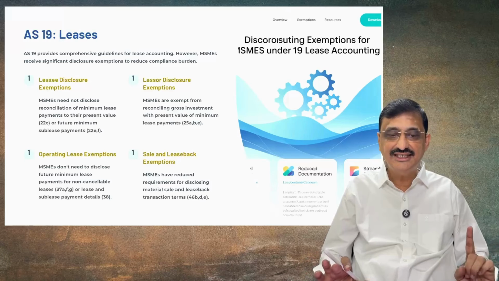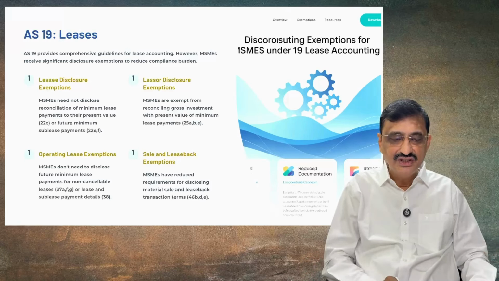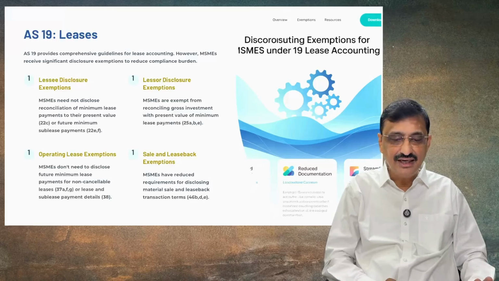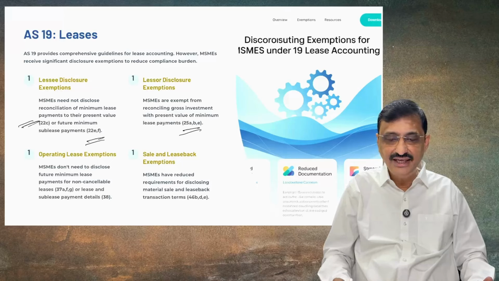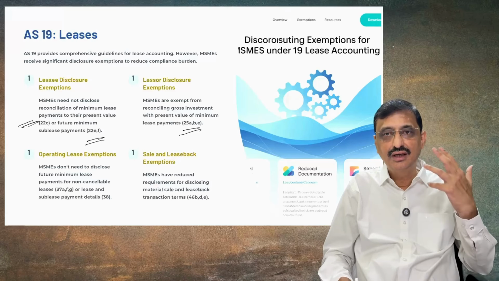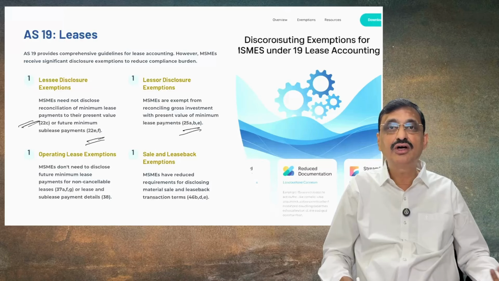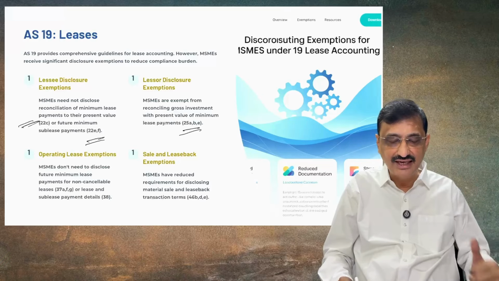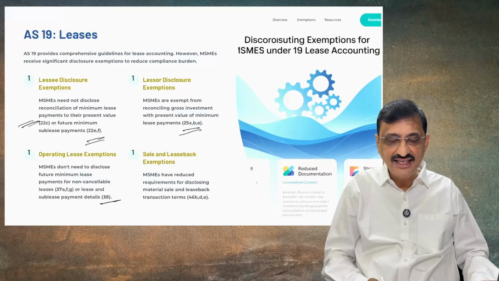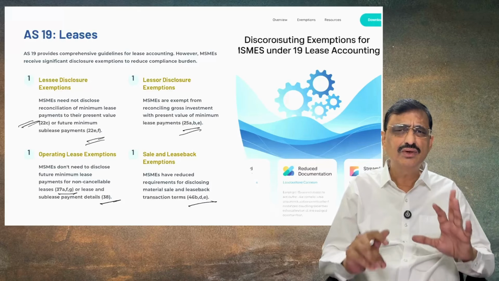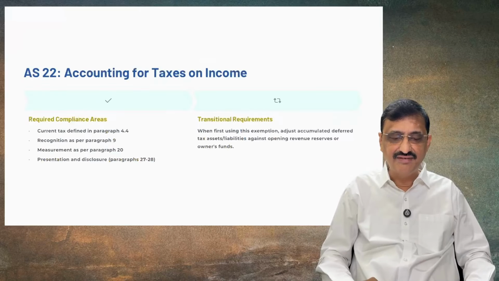Now coming to AS19 leases, you have certain disclosure relaxations given in para 22C, 22EF, 25ABE. Means you will get a relaxation in respect of reconciliation of gross investment with present value of minimum lease payments. You have a relaxation there. Also you have 38, 37AFG and 46BDE. So what are all these paragraphs? You can very well refer.